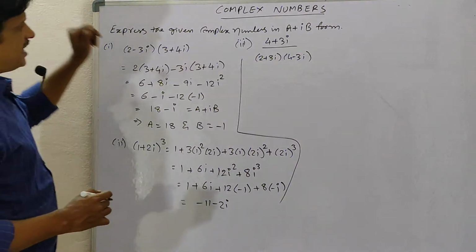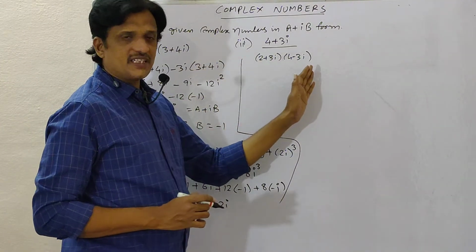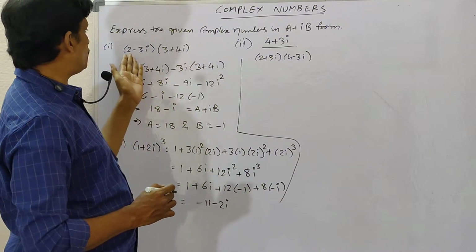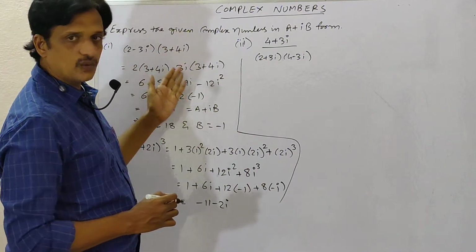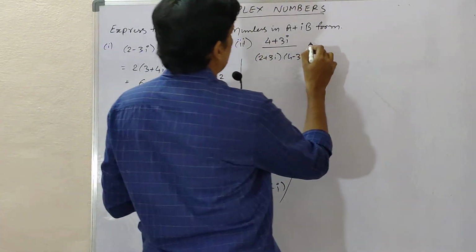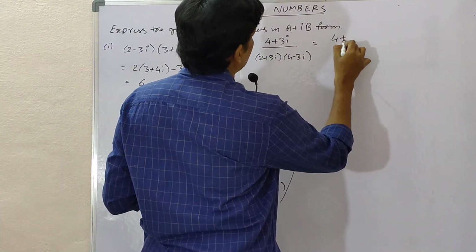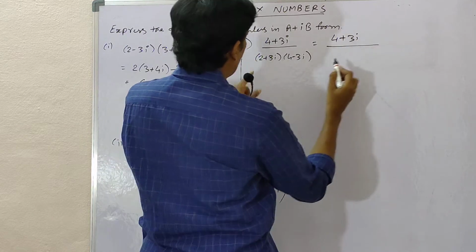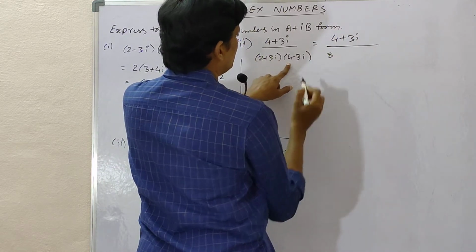So first observe the denominator, which is the product of two complex numbers, similar to the first one, that is 2 minus 3i into 3 plus 4i, which we calculated here. In the same way, first write its simplified form. So then you will get 4 plus 3i by, multiply these two, 2 into 4 that is 8.